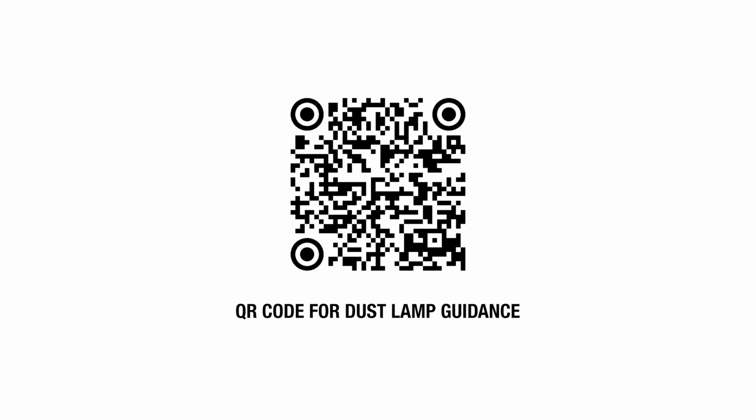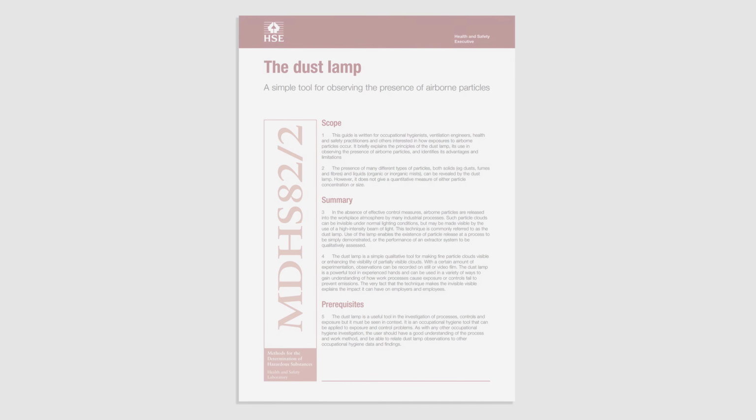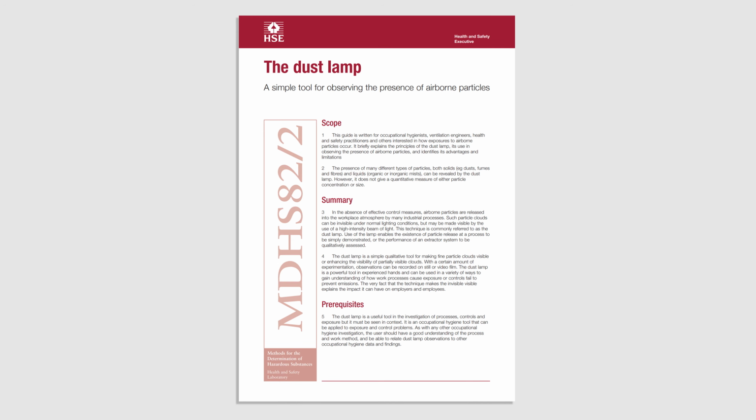a time delay. You should check a range of machining programs, as the mist generated may be different. The programs which generate the most mist should be used to prioritise installing LEV. There's further information on using a dust lamp in the guidance document MDHS 82-2.